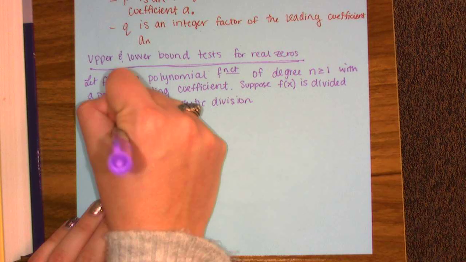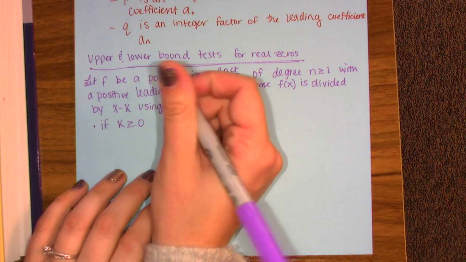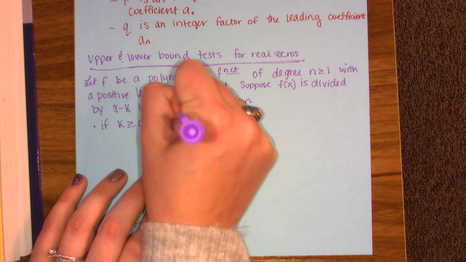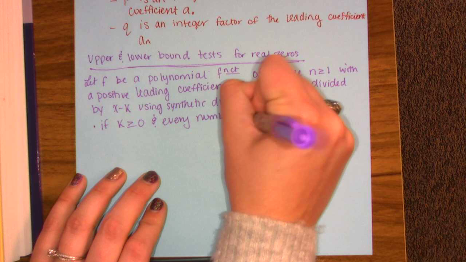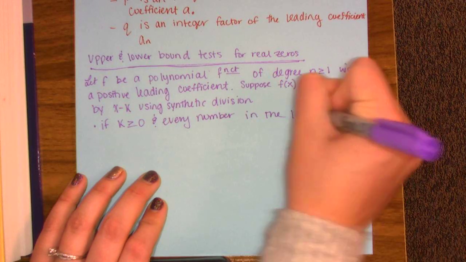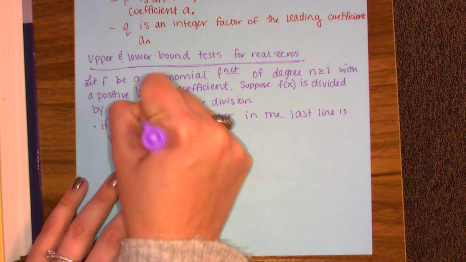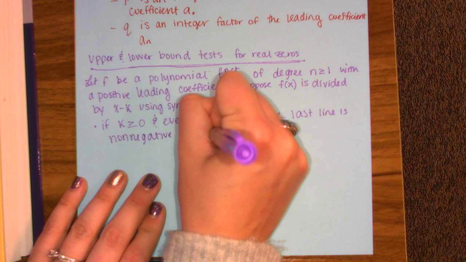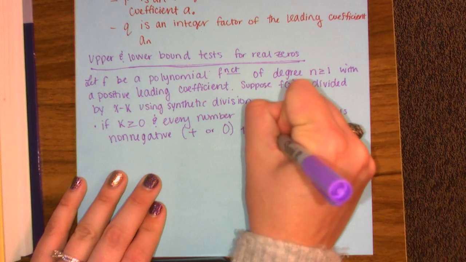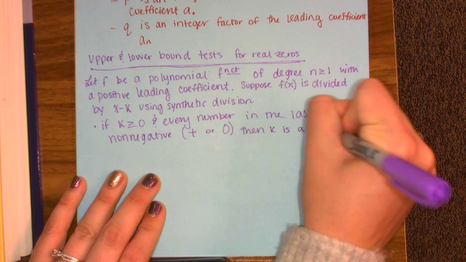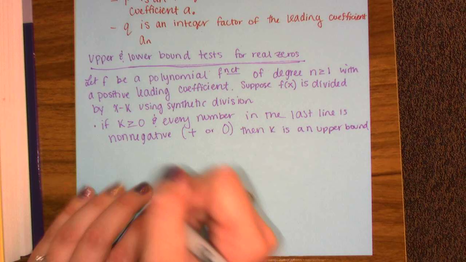If k is greater than or equal to 0, and every number in the last line is non-negative, so that means it would be either positive or 0, then k is an upper bound for the real zeros of f.